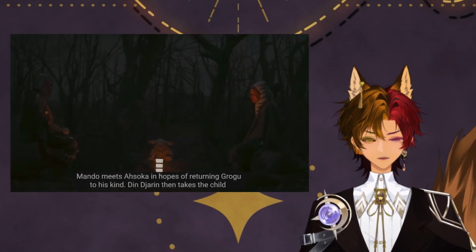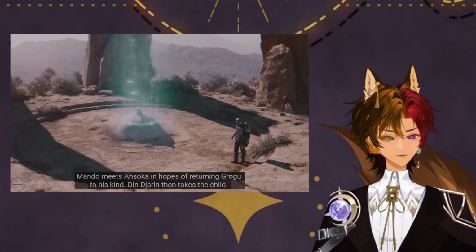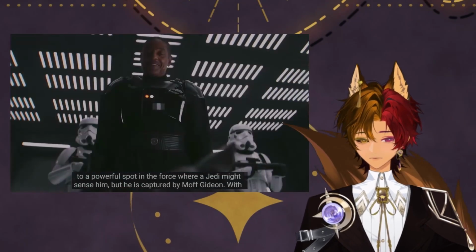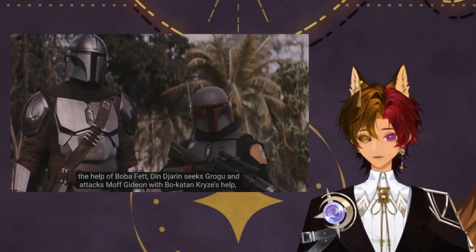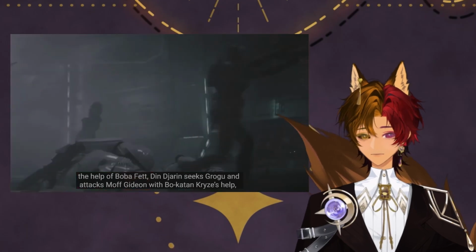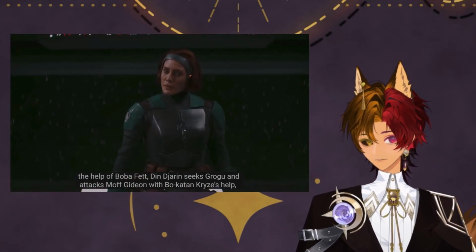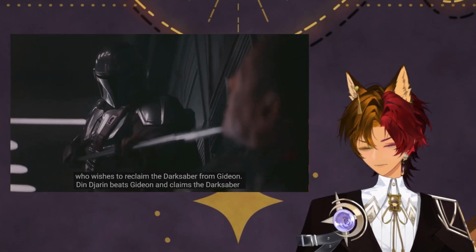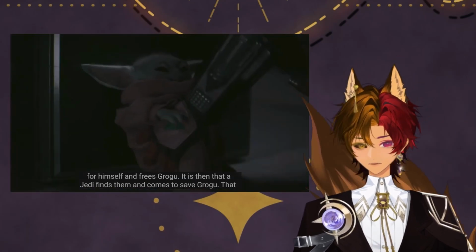Mando meets Ahsoka in hopes of returning Grogu to his kind. Din Djarin takes the child to a powerful spot in the Force where a Jedi might sense him, but he's captured by Moff Gideon. With the help of Boba Fett, Din Djarin seeks Grogu and attacks Moff Gideon with Bo-Katan Kryze's help, who wishes to reclaim the Darksaber from Gideon. Din Djarin beats Gideon and claims the Darksaber for himself and frees Grogu.